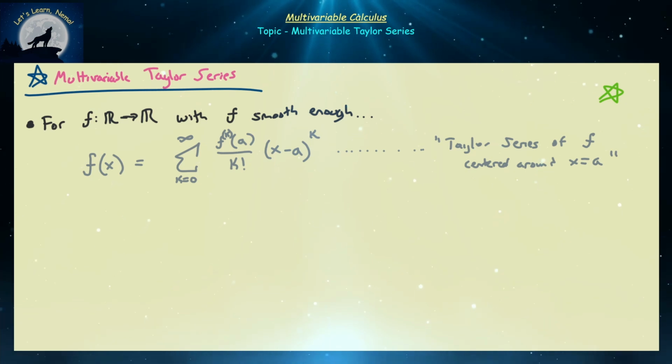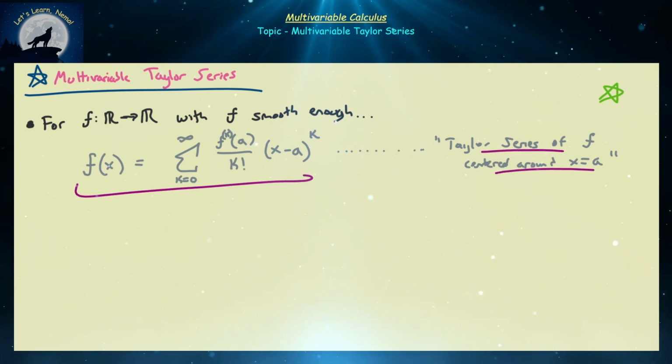So let's assume that f maps R to R, where f is infinitely many times differentiable. Then the Taylor series of f centered around the point x equals a is given by this infinite series, where this particular expression, which is just a number for each k, is sometimes called a Taylor coefficient, and then this is the associated polynomial term for that particular index k. So that is what we call the Taylor series, which gives you the approximations of any order to a particular function.